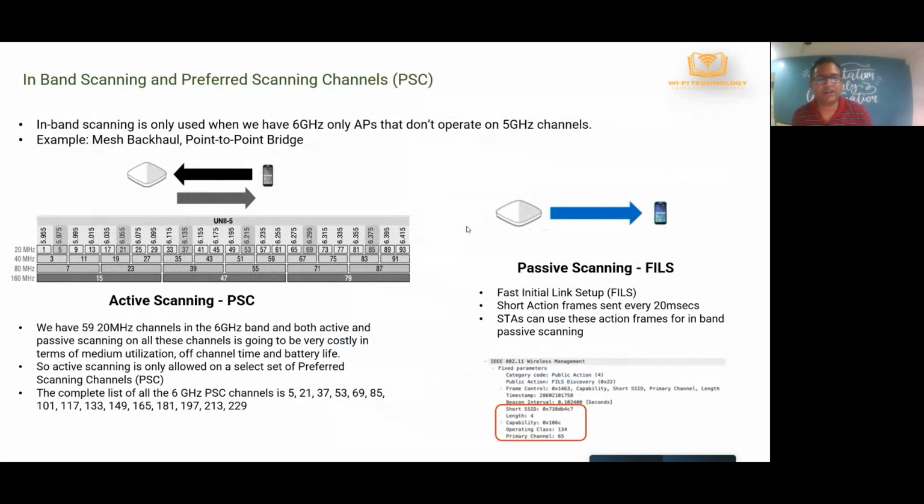Now, when it comes to in-band scanning, which means that you are scanning for 6 GHz APs in the 6 GHz band, this is not needed if the AP has a 5 GHz radio.